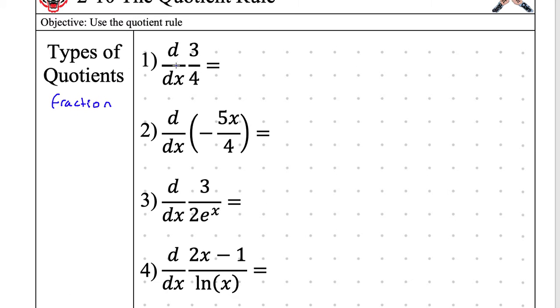So what is the derivative of 3/4? You need to pause the video now and answer this on your own. So pause it. All right, so you've unpaused the video. It's just a number. This is just a constant. The derivative of a constant is always 0.